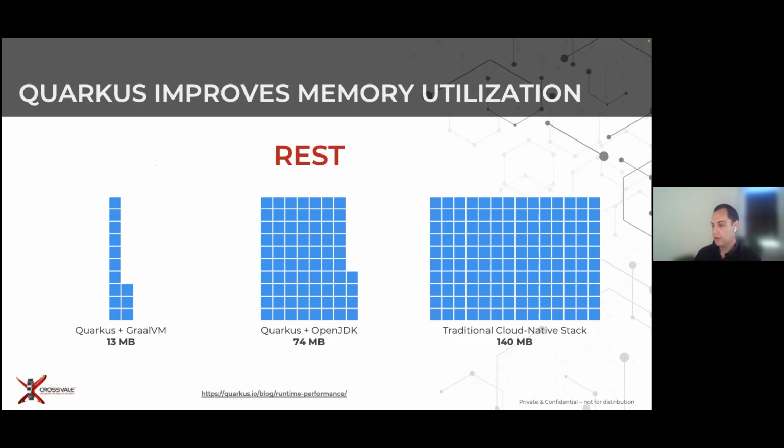So if we compare the footprint of an application exposing a REST interface, in a traditional cloud native stack, this would be a SpringBoot. You will take 140 megs minimum to run. If you do it with Quarkus running on an OpenJDK, you just reduce it to half of it. But if you go to a Quarkus optimized JVM like GraalVM, you go to 13 megabytes. And that is a massive gain when you want to go into the function world.